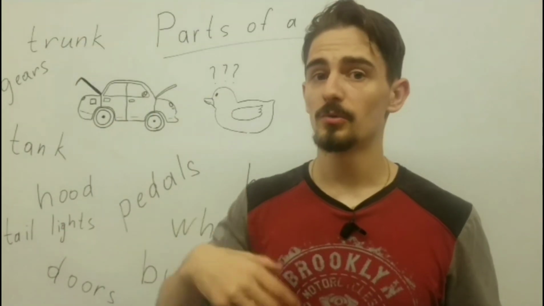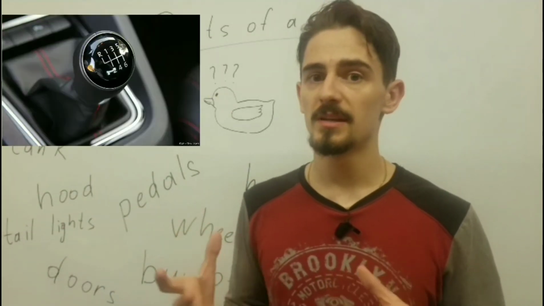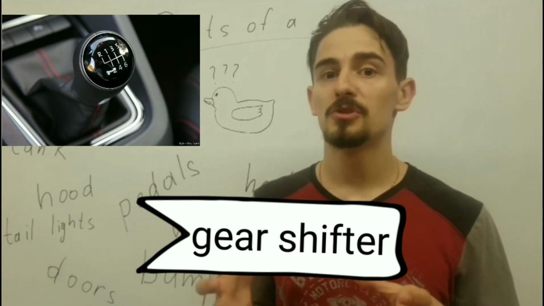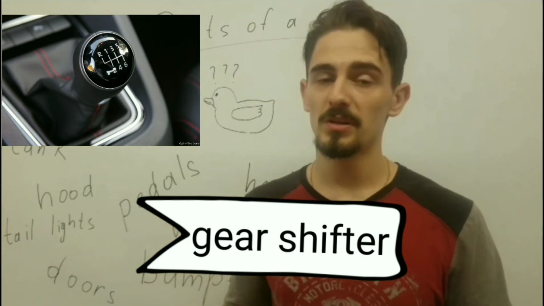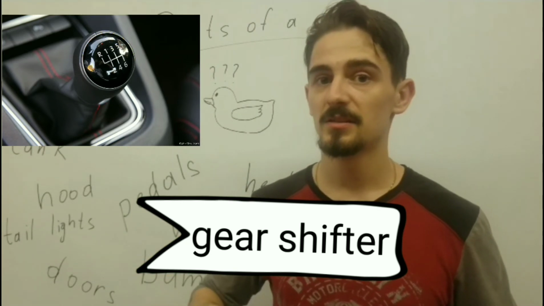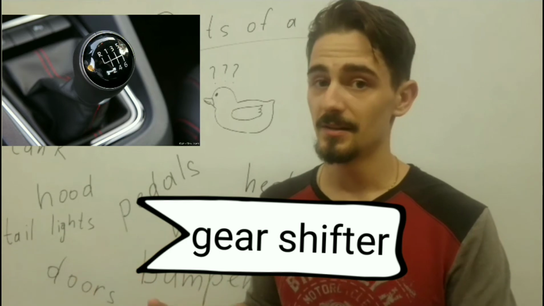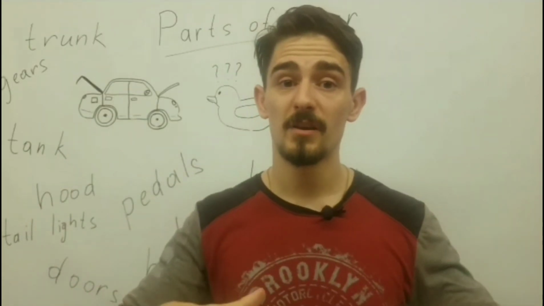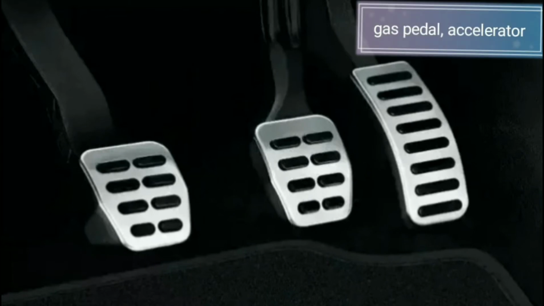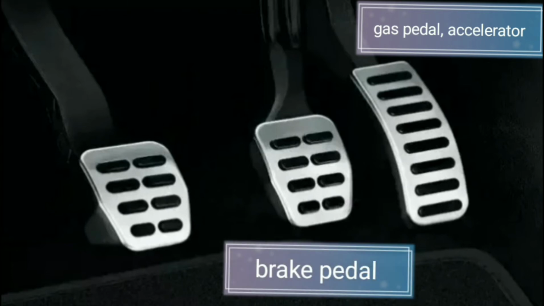Now let's move a little lower to a gear shifter. So the gear shifter is the lever that you have to move to change your gears. So when it's time to change your gear, you just put your hand on the lever and switch it, okay? Switch the gear. Let's move down to the bottom of the car where we have pedals. So each car has three pedals: the gas pedal or accelerator, the brake pedal or brakes, and the clutch pedal.